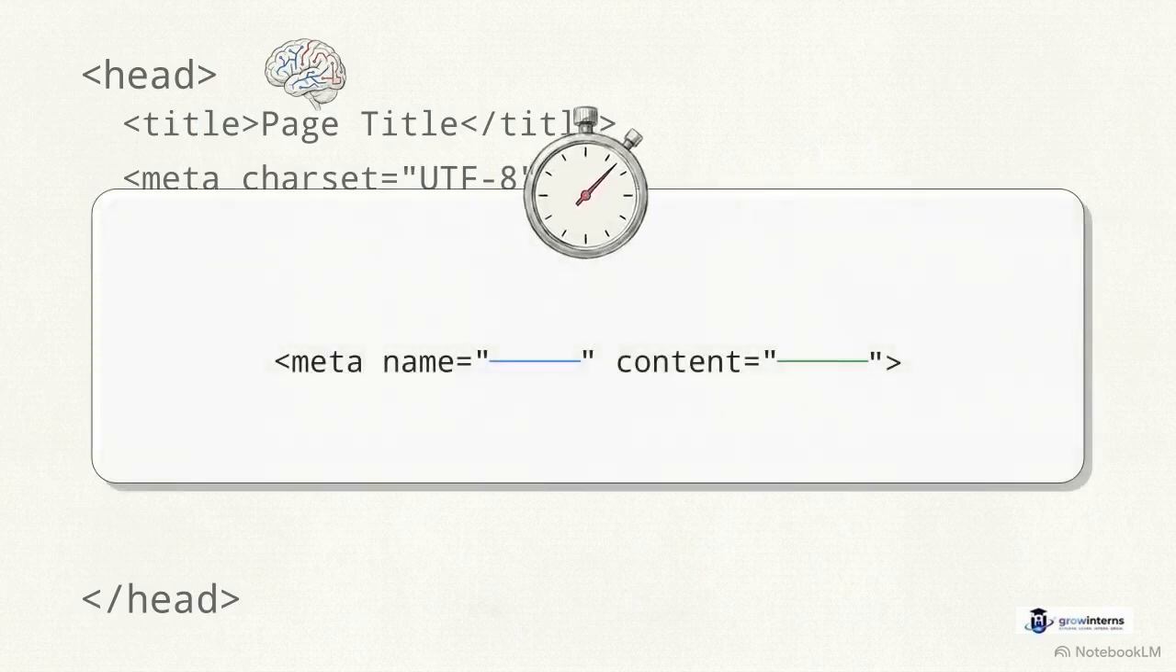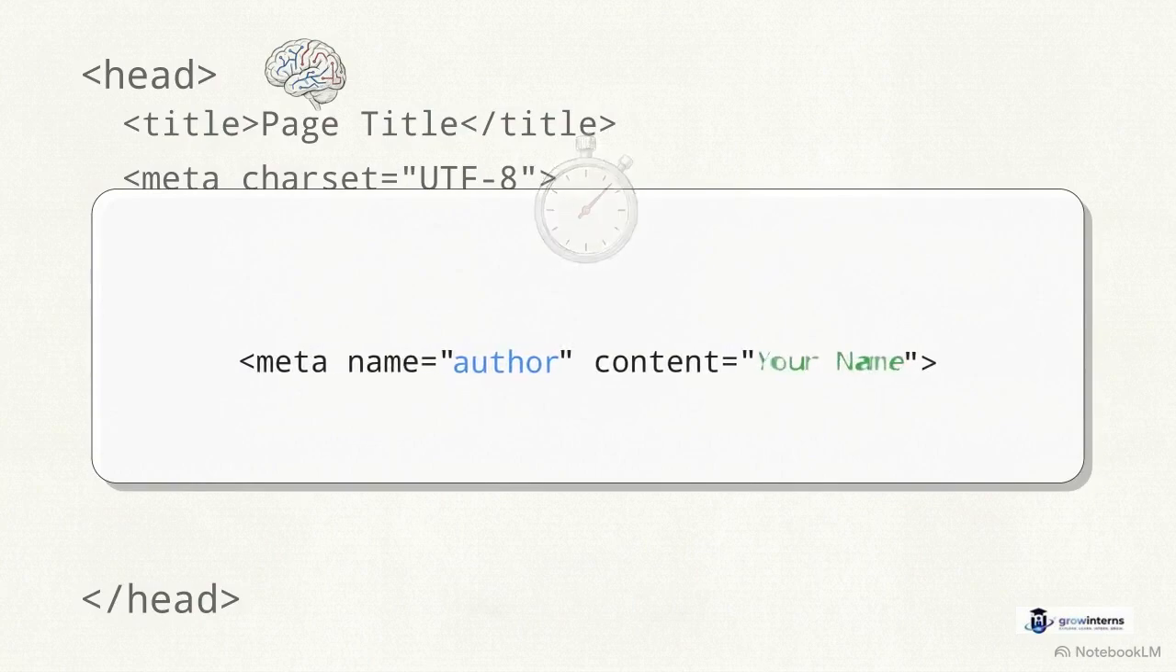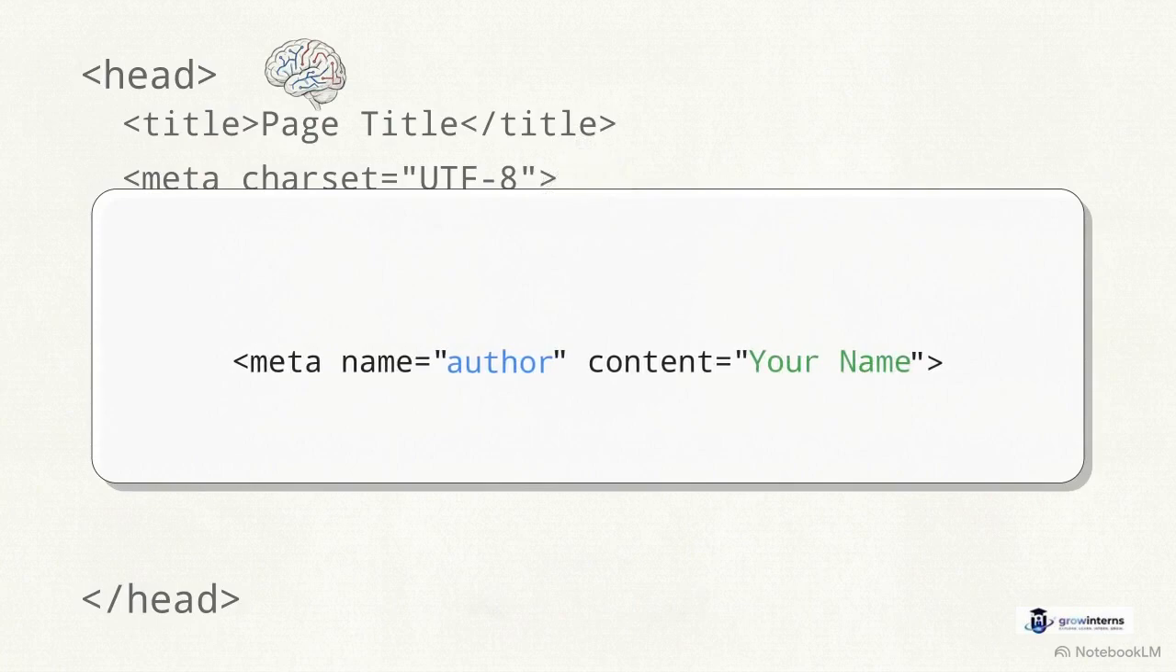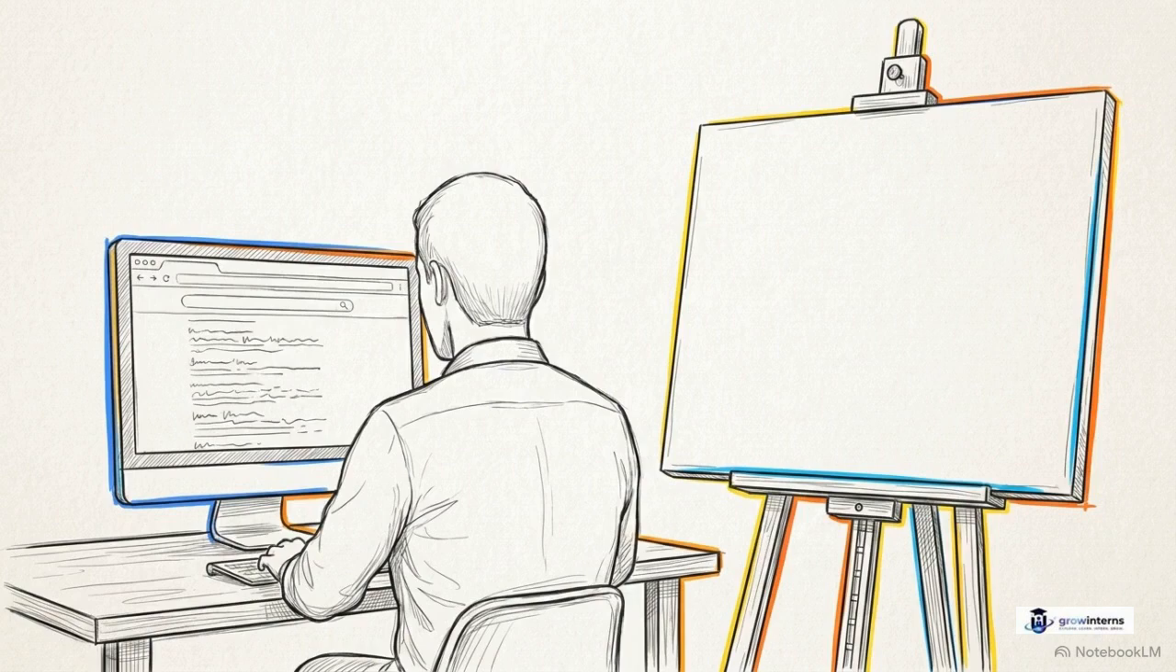Let's test the syntax. Pause the video and write a meta tag that designates the author of the page. We follow the exact same pattern. We set the name attribute to author and the content attribute to your actual name. Mastering these invisible meta tags is the only way to convince users to click on a link before they ever see the actual website canvas.